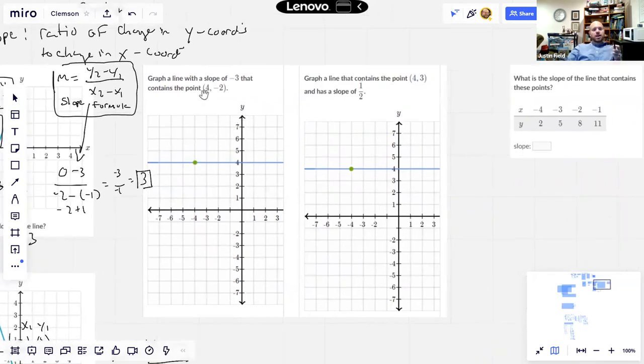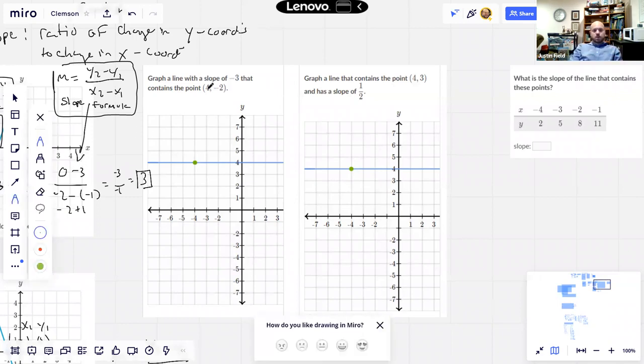So graph a line with a slope of -3 that contains the point 4, -2. Okay, so we're going to graph the line. It's going to have a slope of -3. That means it's going to be going down. Our first step is going to be putting that point 4, -2 on the line. Man, they cut off my 4 here. 4, -2 must be right around here. Say that this is 4.